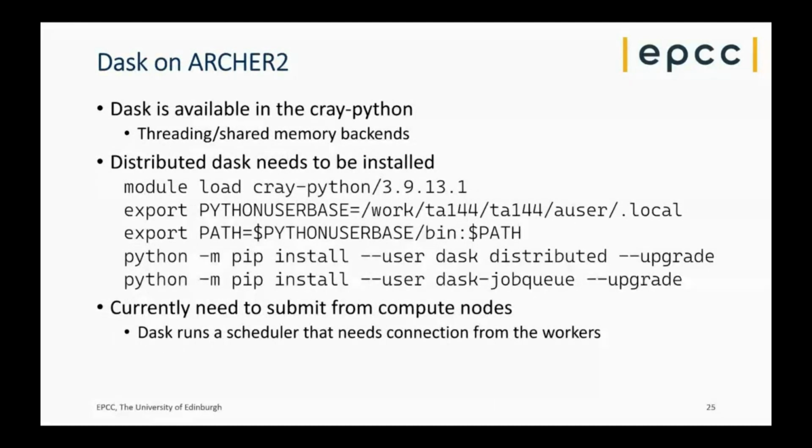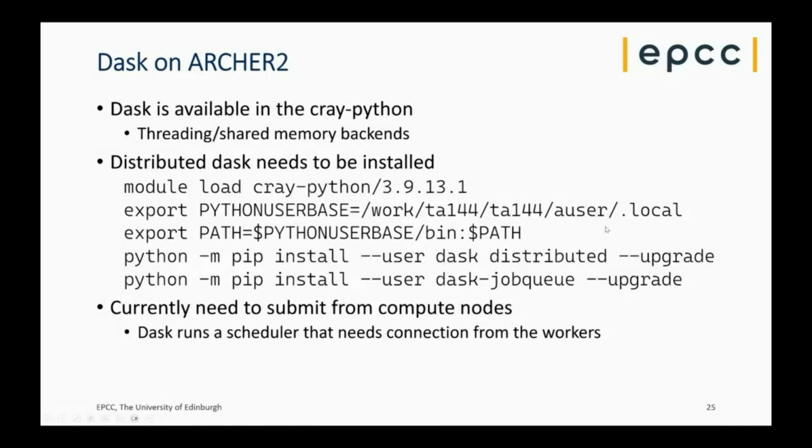On ARCHER2, the Dask we have is in the Cray Python module, but by default it's only the threading shared memory backends. Okay, so it doesn't give you a distributed Dask, doesn't give you things that go beyond a single node. You can install that yourself though using these commands here. So we load up Python, we set our user base, we export our path, and then if we just do python -m pip install --user dask distributed and then dask-jobqueue, that should install it for you.